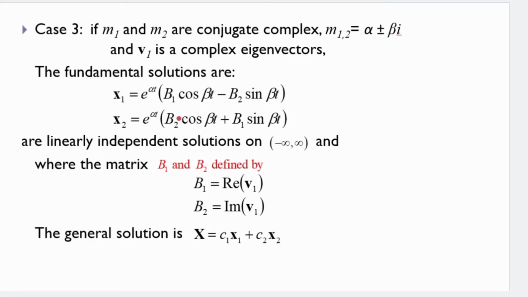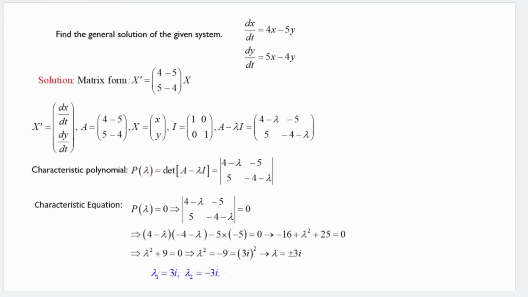So this is also known as the real solution for complex eigenvalues, where b1 and b2 we get from the vector B. B1 is the real part of B and b2 is the imaginary part of B. So the general solution can be written as x equals c1 x1 plus c2 x2. Let us consider an example.